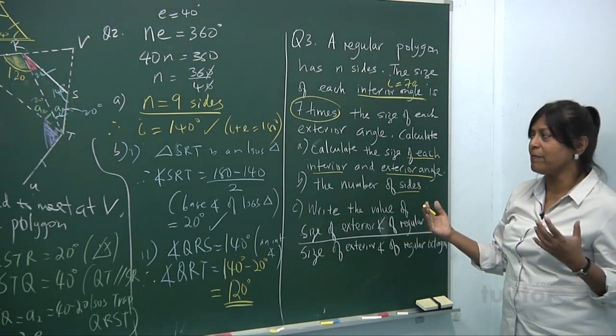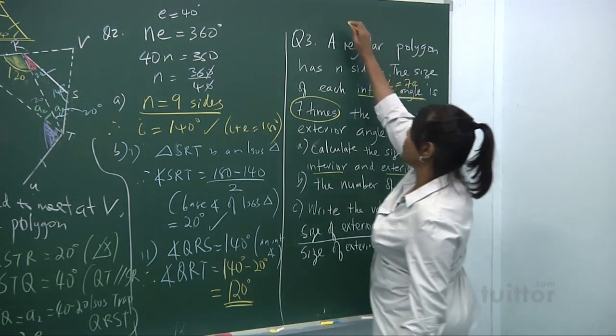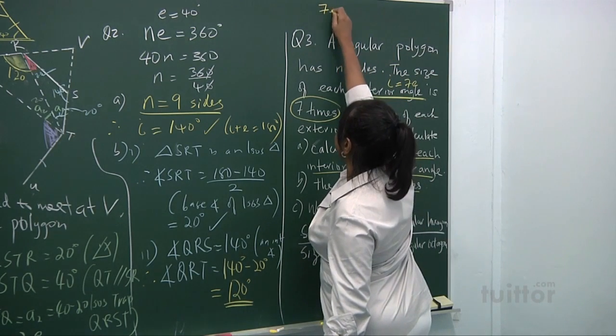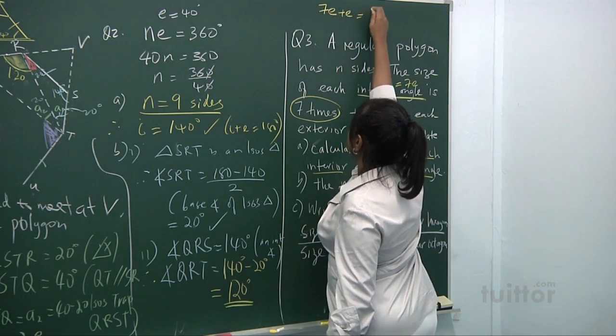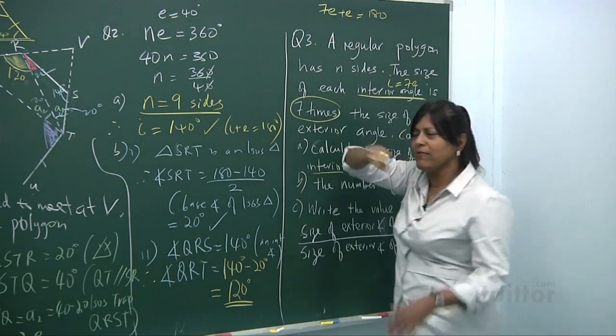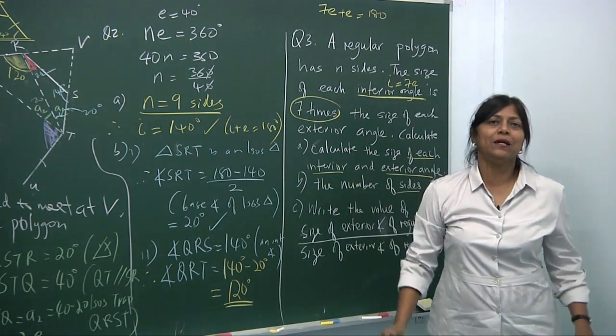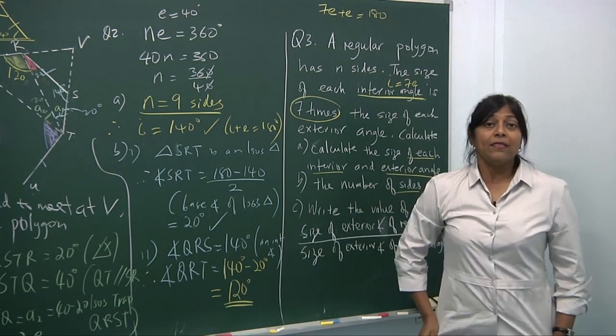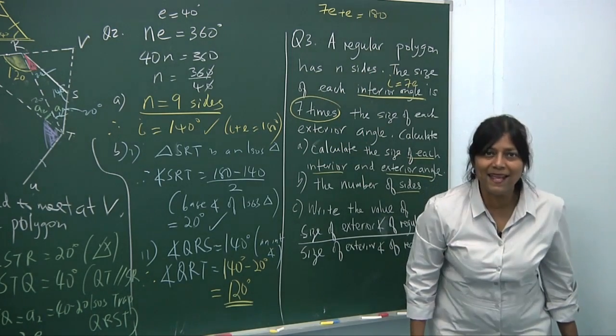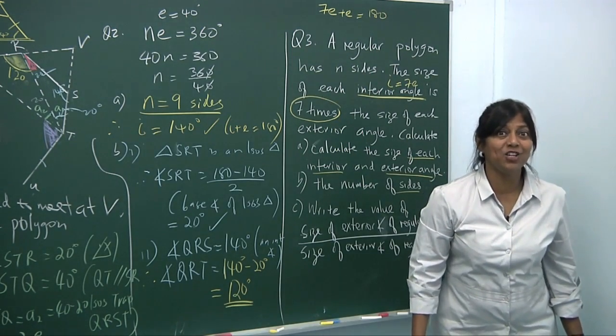All right, I plus E is equal to 180. The interior angle is 7E, plus the E is 180 degrees. Interior plus exterior is a straight line. The angle of a straight line is 180 degrees.